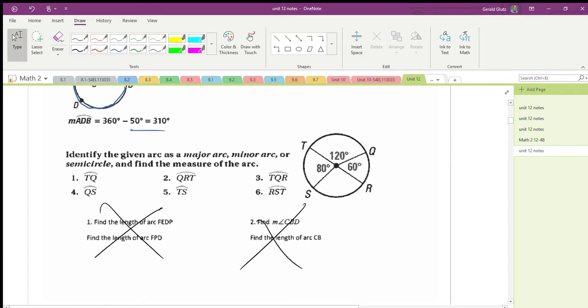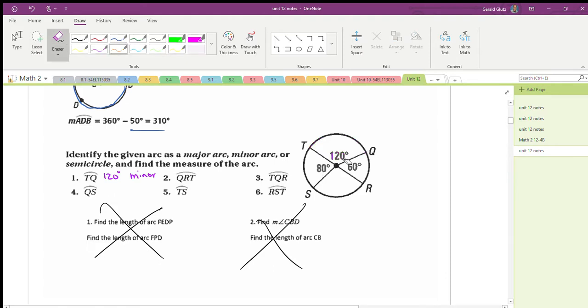So now we got some examples to do. We need to identify the given arc as a major arc, minor arc, or semicircle, and then find the measure of the arc. So TQ, from T to Q, whenever it gives us two letters, we always go the shortest distance. So I don't want to go all the way around here. I want to go the shortest distance from T to Q. As you can see, this central angle is 120 degrees, and this intercepts this arc right here. So that means this is a 120 degree angle. Since it's less than 180 or less than half, that'd be a minor arc.